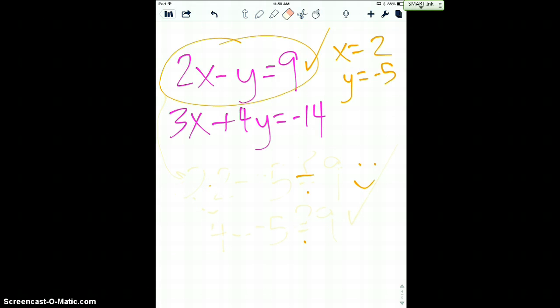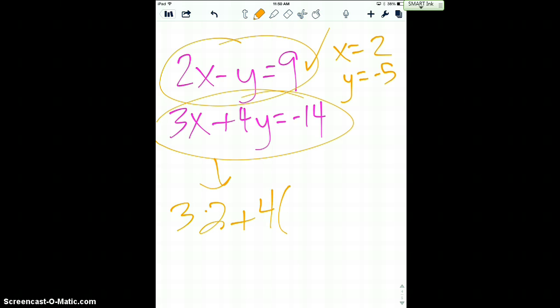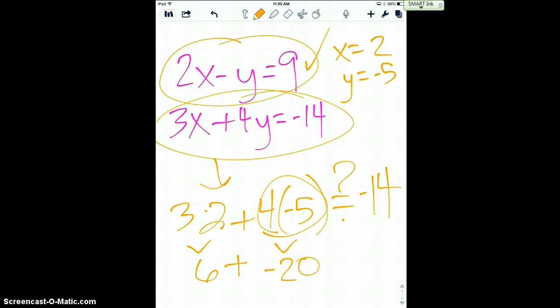Okay, let's go to the second equation. So the second equation, I'm going to do the same thing. I'm going to plug in here. So I have 3 times 2 plus 4 times negative 5. And I'm checking if that's going to be negative 14. So here I get 6. Then do I add 4 next? No. I need to multiply next. Order of ops. And then I do addition at the end. And is 6 plus negative 20 negative 14? Yes, it is, people. Yes.